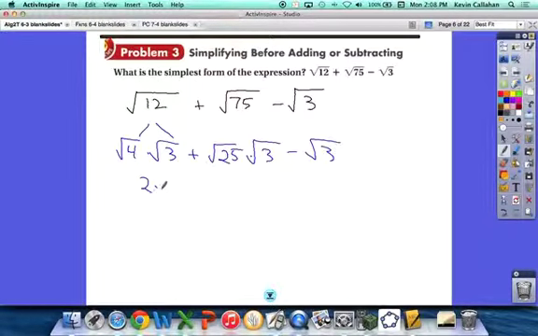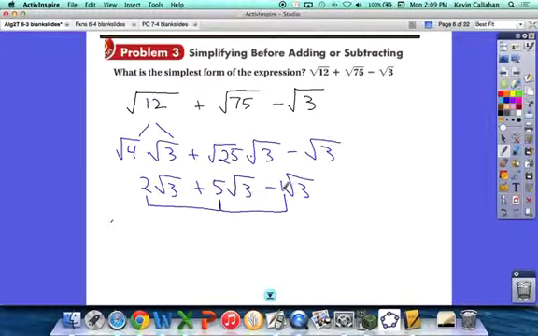That's 2 times the square root of 3 plus 5 times the square root of 3 minus the square root of 3. Now are they like radicals? Yeah, they're all the square roots of 3. So now you combine them by combining the coefficients, which gives you what? 2 plus 5 minus 1. Right? If you see a radical there, then it's there once. So how many is that? 2 plus 5 minus 1 times the square root of 3, which is 6 times the square root of 3.